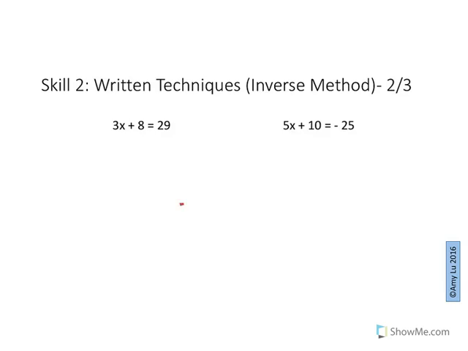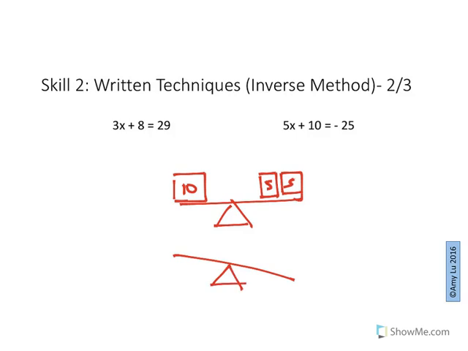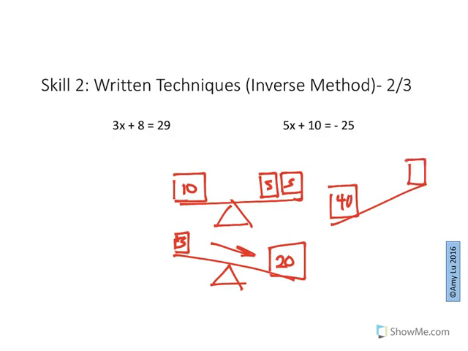The inverse method is basically doing something to one side that you do to the other, because algebra problems are like balance scales. If you have 10 pounds here, you're going to have a total of 10 pounds here in order to keep the scale from tipping. However, if you have 20 pounds here and 5 pounds here, clearly the scale is going to tip.